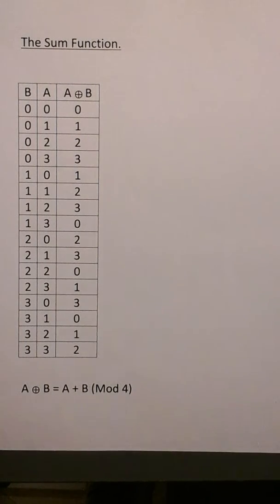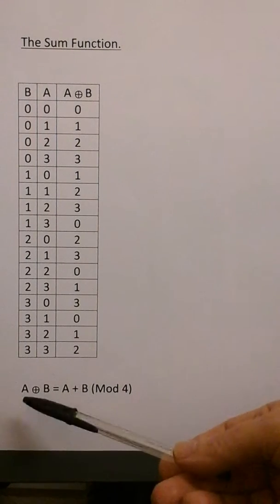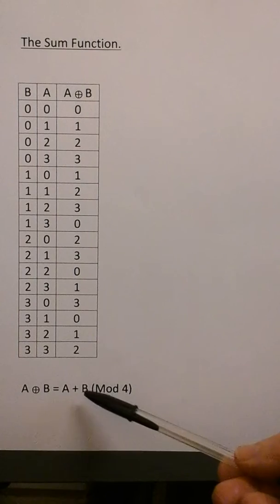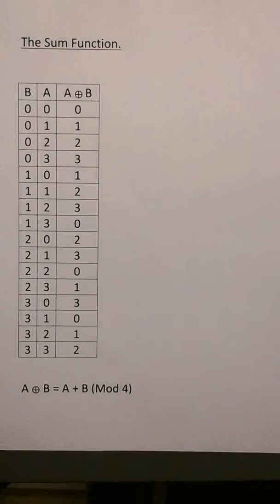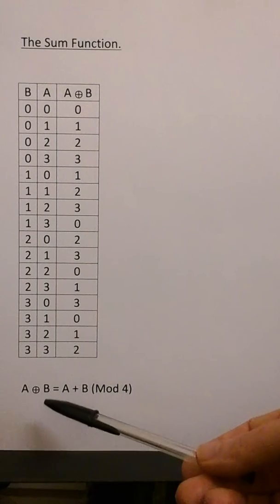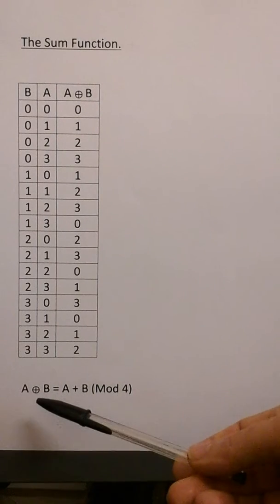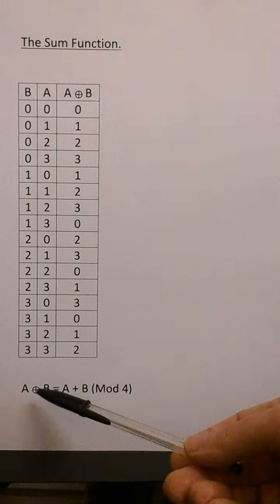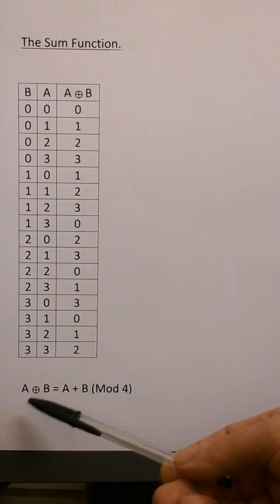Next we have the sum function. Sum function A plus B is A plus B modulo 4. And basically it does what it says on the tin. I've represented A plus B like the binary exclusive OR symbol for the sum function.